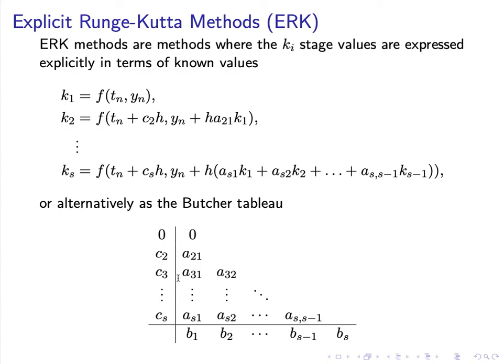If you look at the Butcher tableau for an explicit method, we can see that the A values form a lower triangular matrix. So we have 0 values, or I've just omitted them here, in the main diagonal and the upper triangular region. So that's an explicit Runge-Kutta method.